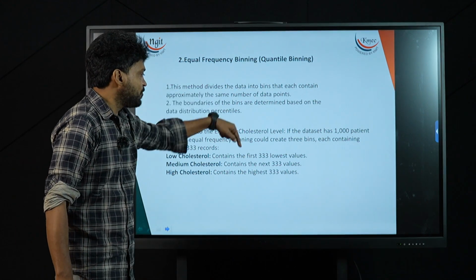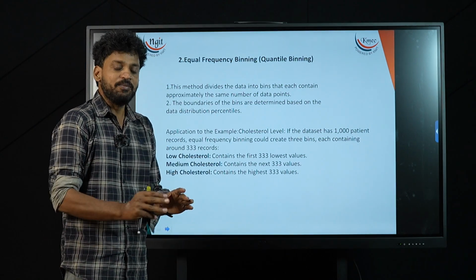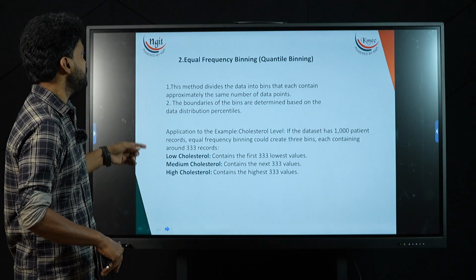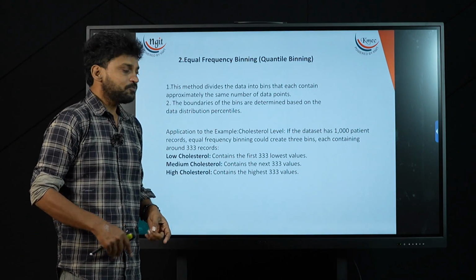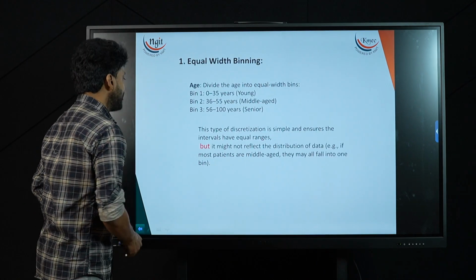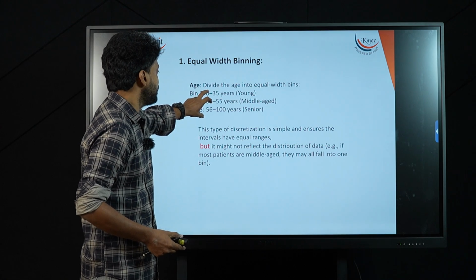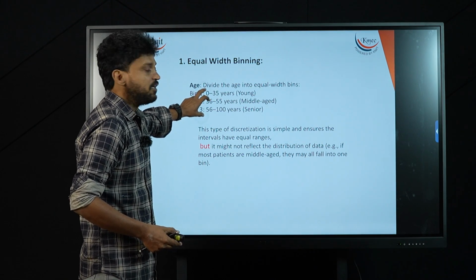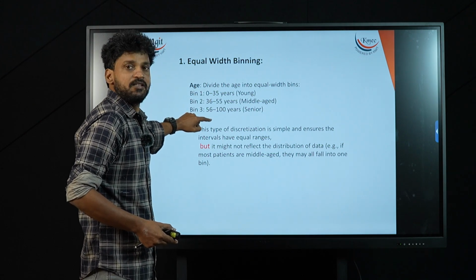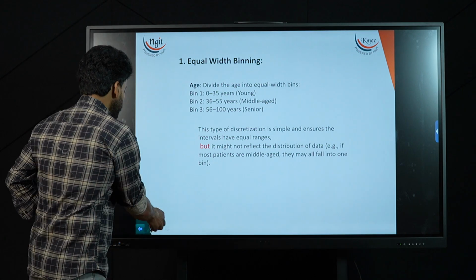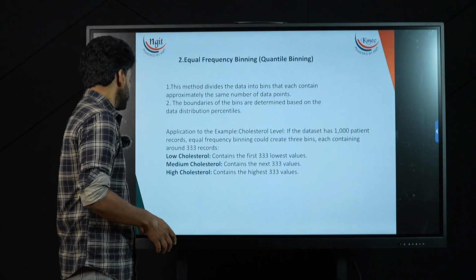First 333 lowest level values, next 333 values, next 333 values will be equally divided into equal bins. That is equal frequency binning. In the earlier case, if you recall, the problem is we have divided, it's the equal width. In the equal width, we have divided 3 bins. In the 3 bins, in only one bin you can find more number of data points. In the other bins, the data points will be less. So here, data points will be equally spread across all the bins.